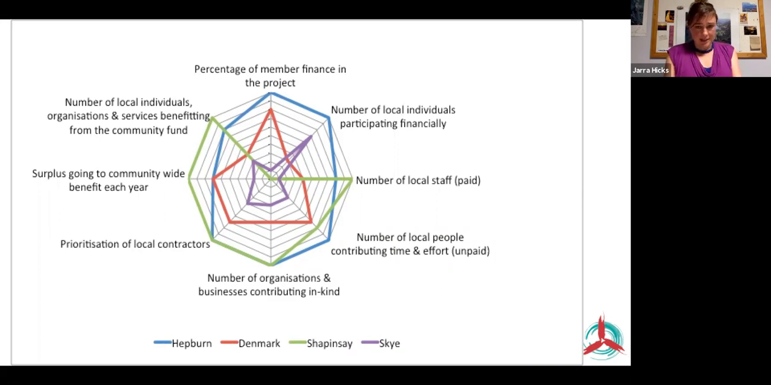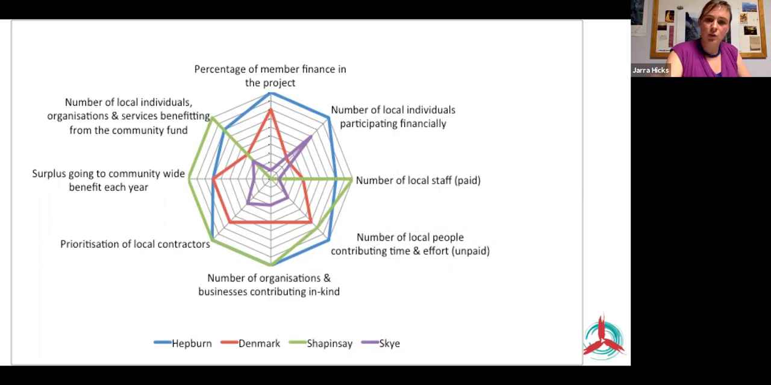Hepburn Wind has, at the time I did this research, I think they had 2 ongoing staff. Denmark has a part-time bookkeeper, and Sky had no ongoing staff. So that just gives you a bit of a range.